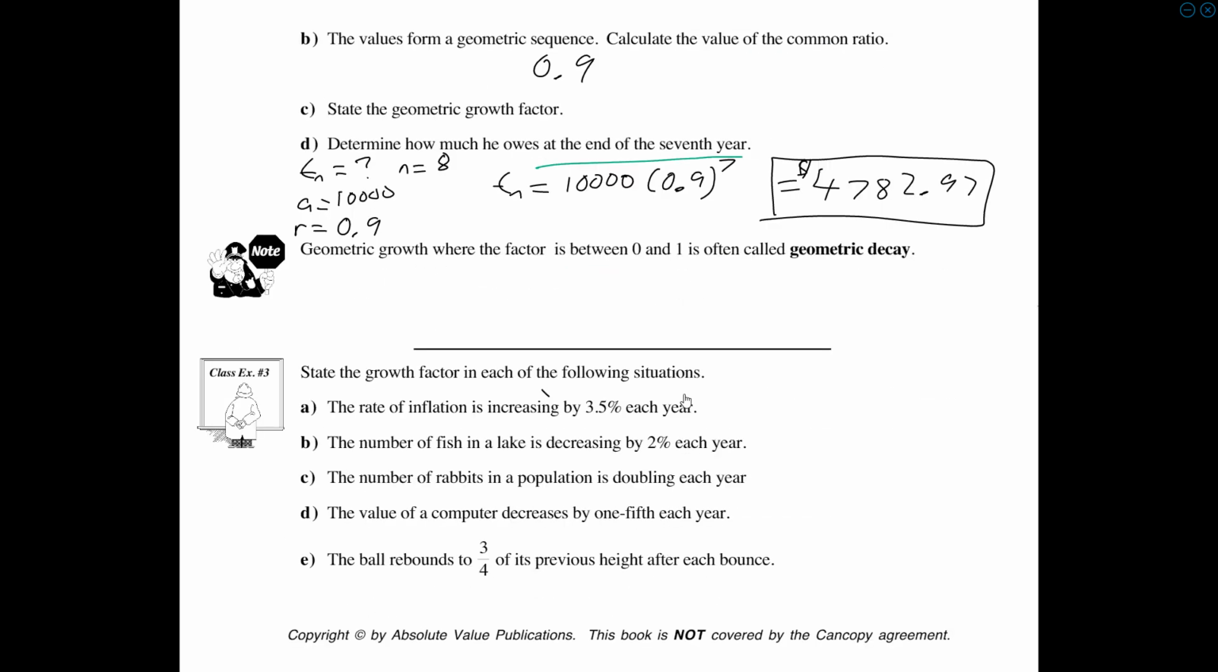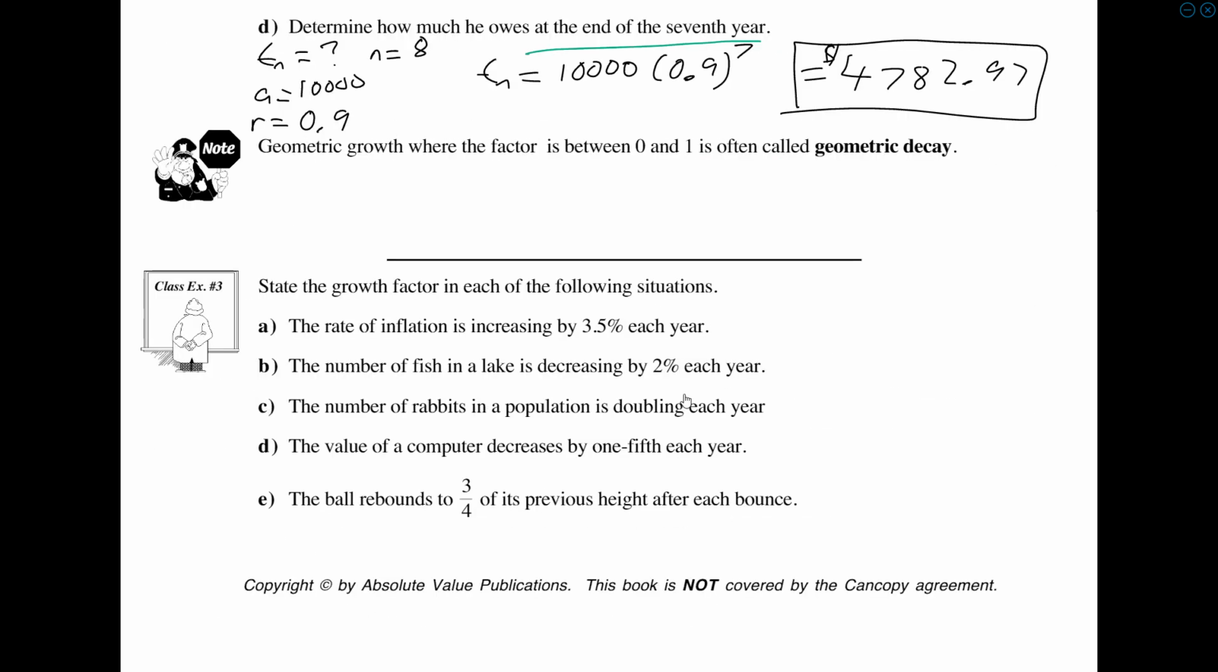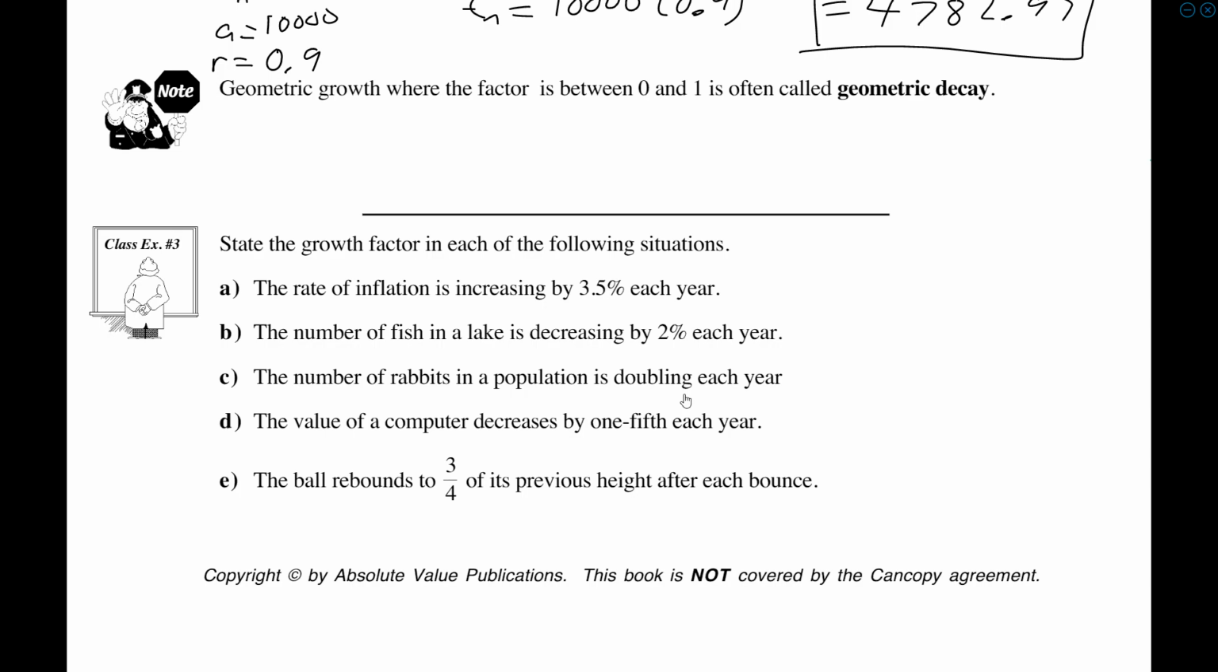Okay, why don't we do the key part here of setting up growth factors. If you can do this, it tells you that at least at its core, you're going to be able to set up situations like this, geometric growth and decay. So what's the factor of growth of inflation? If inflation, or the way your dollar is related, is increasing by 3.5% per year, what would be the growth factor there? Good, 1.035. How did you get that?